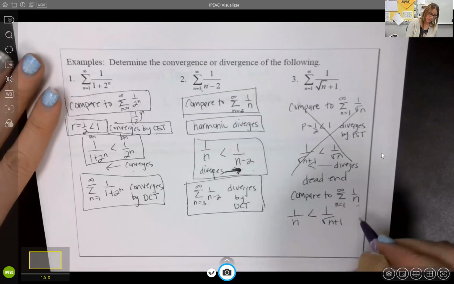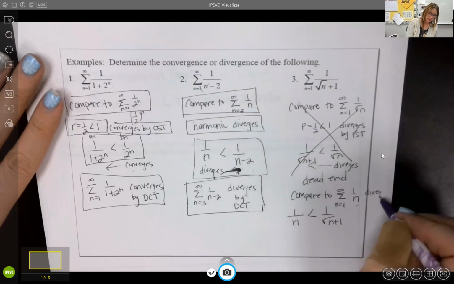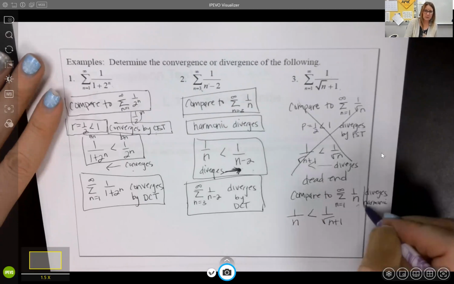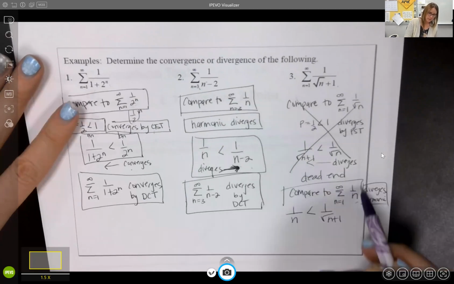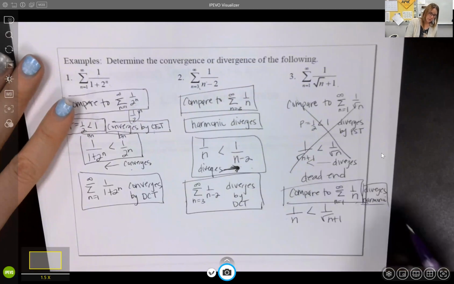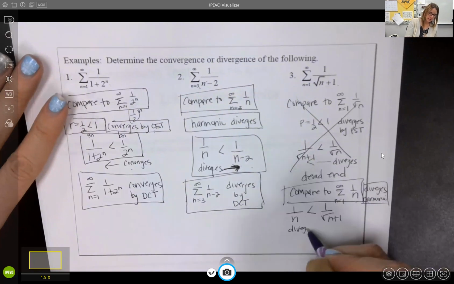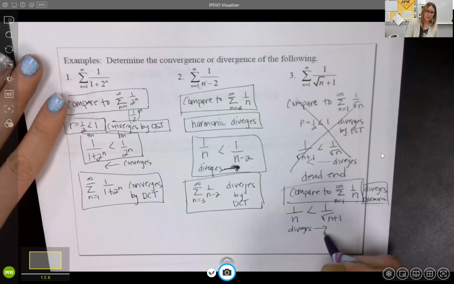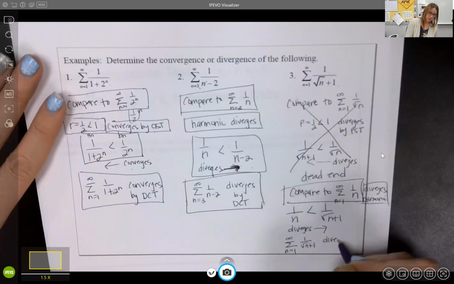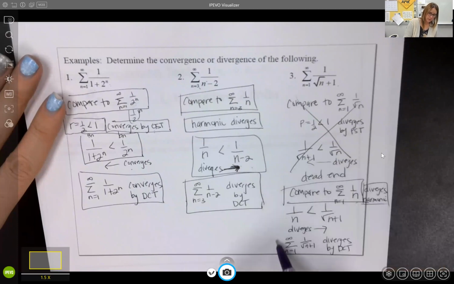Oh, I missed one step. We do want to say that this diverges, harmonic, which we already wrote down on the other one. Okay. Diverges, harmonic. So if this diverges, then a number bigger than it will also diverge. Diverge by DCT. Okay. All right.